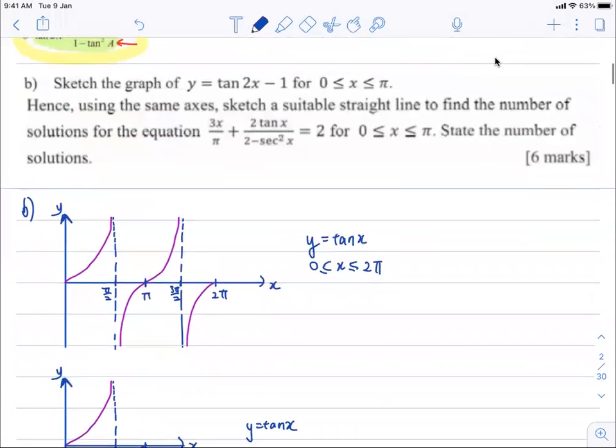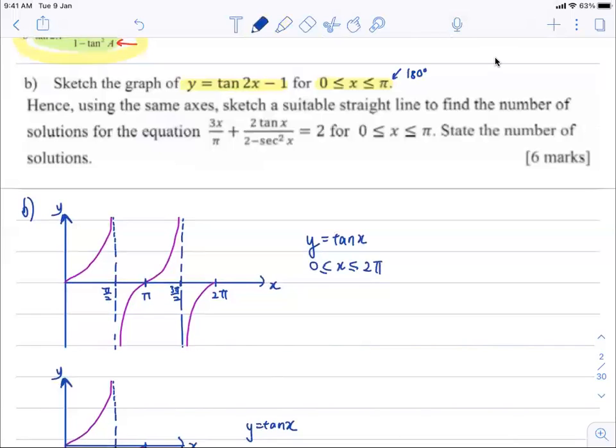So part B asks us to sketch the graph of y equal to tangent 2x minus 1. And very important is the range, x between 0 and pi, not 0 and 2 pi. Pi is also 180 degrees. So it's only half of our usual range.